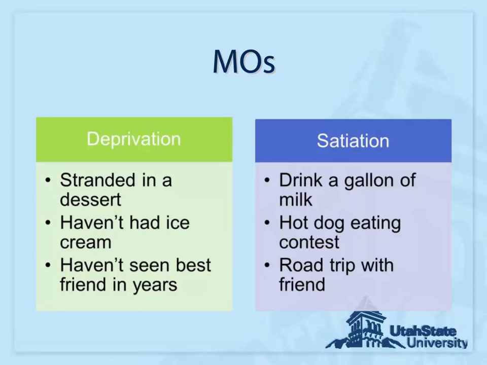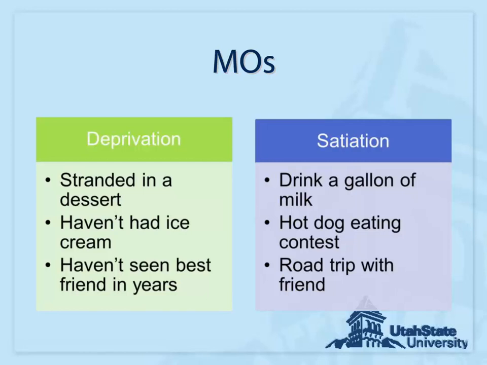Deprivation could include being deprived of water after being in the desert for a day. This would make water more valuable as a consequence. Not having eaten ice cream for a few days might make ice cream a more valuable reinforcer. And if you haven't seen your best friend in years, then their personal attention might be very valuable to you.